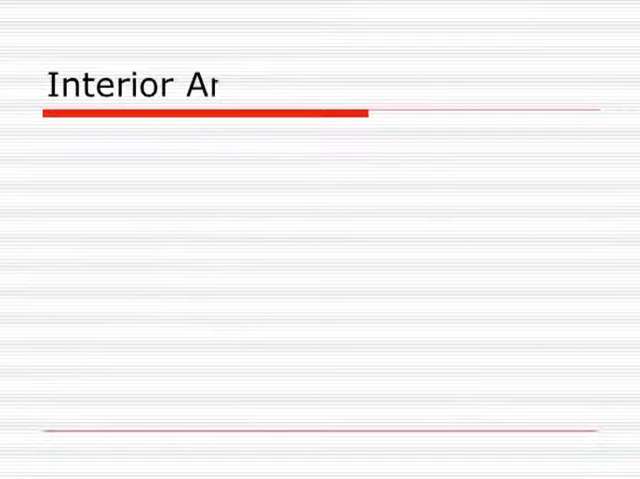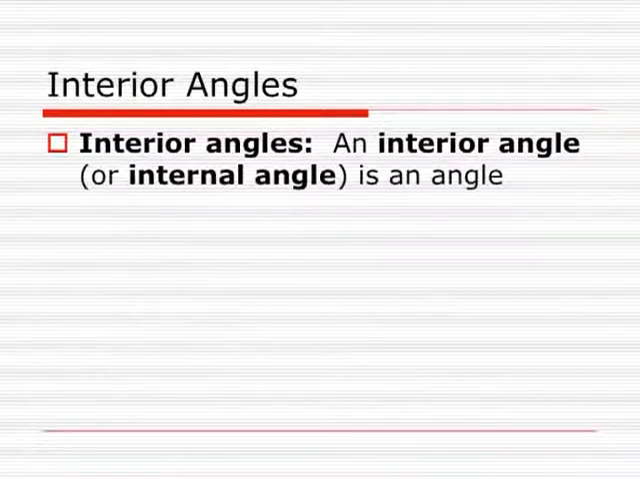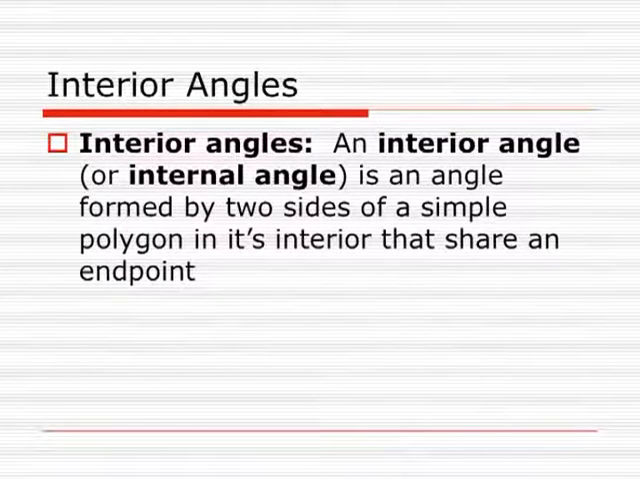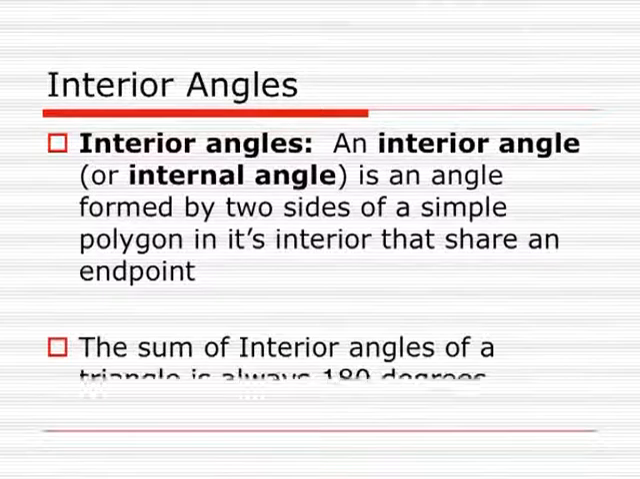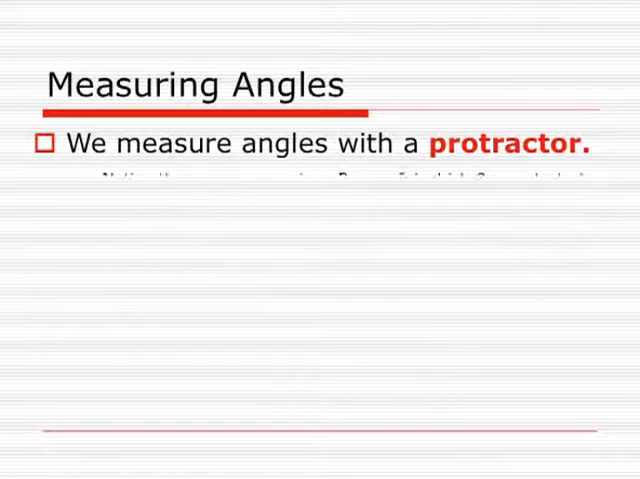Now we come across different angles in a triangle. These are interior angles. An interior angle is an angle formed by 2 sides of a simple polygon that share the same endpoint. The sum of the interior angles of a triangle is always equal to 180 degrees. Now we must learn how we measure an angle using a protractor.